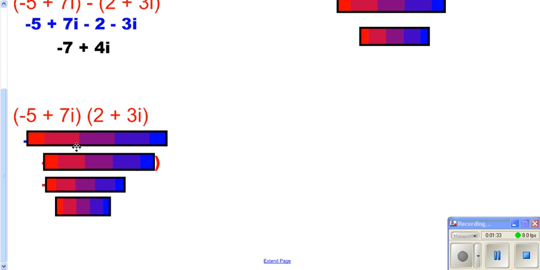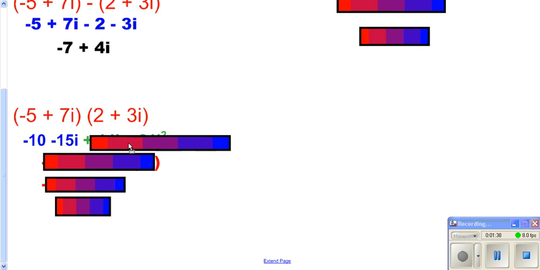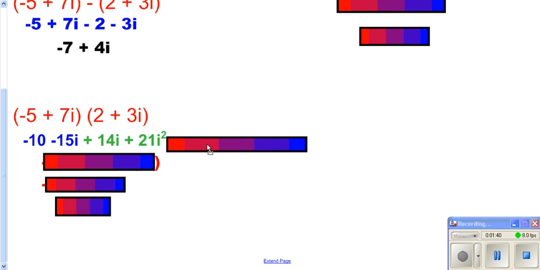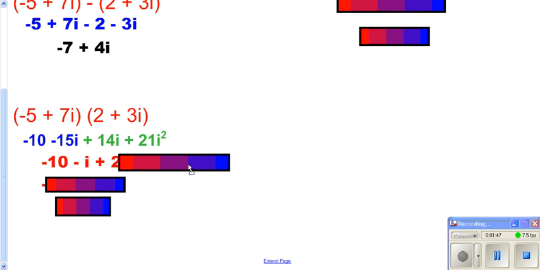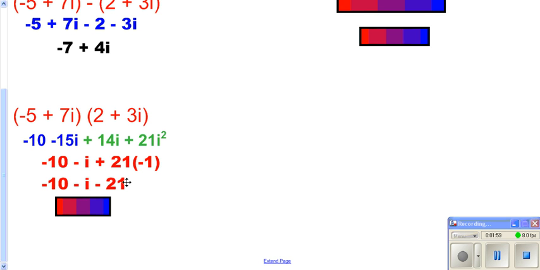Now we're going to just FOIL this: first terms, outer terms, inner terms, last terms. Now remember that i squared is -1, and this negative i comes from combining together our i's to the first power. Now that's just a -21 here at the end, so you can combine that with your -10. You get -31 minus i.